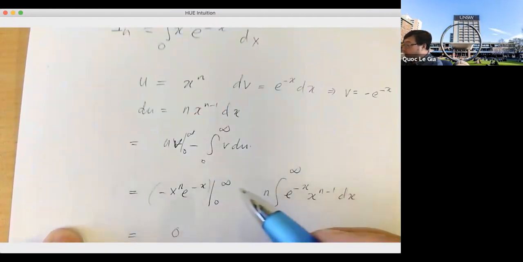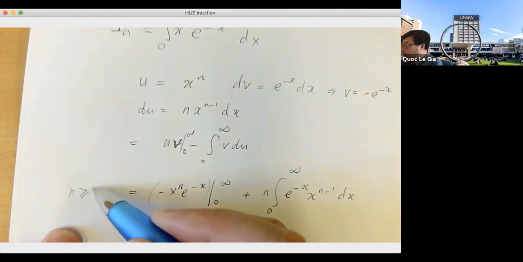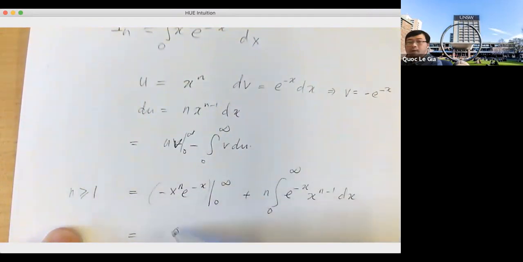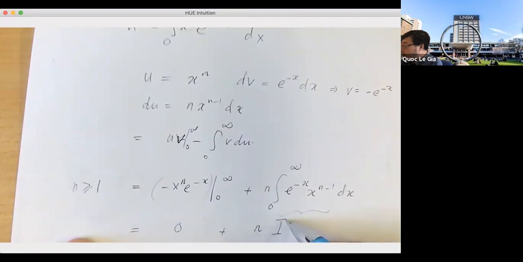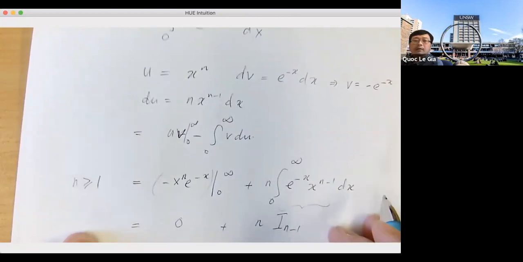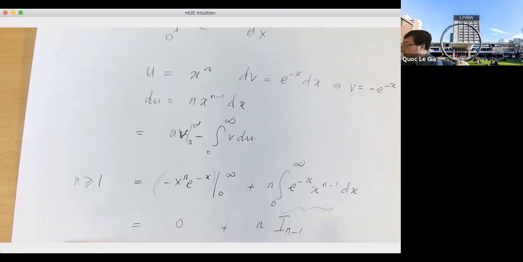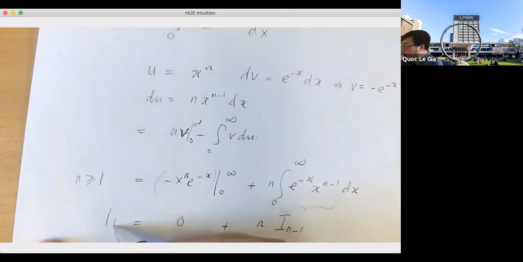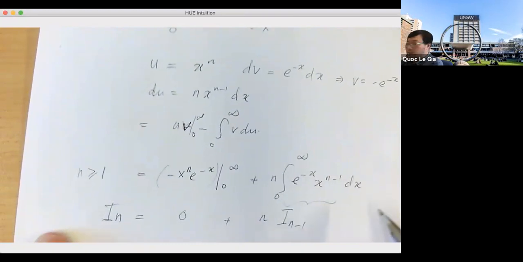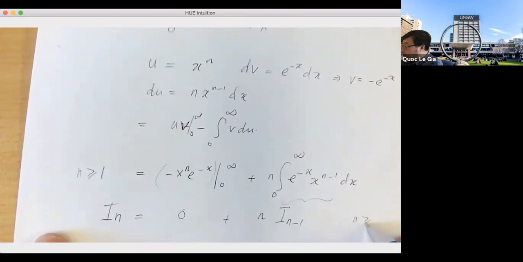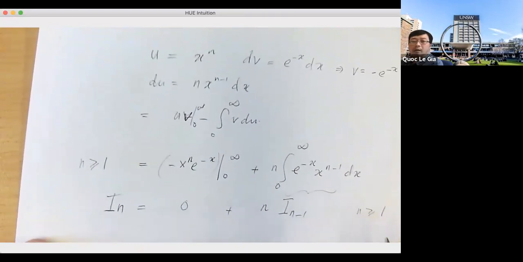Okay, so this one should be n bigger than or equal to 1. And then this one just gives you 0. And then this one plus, this one is just n times I_{n-1}. Okay, so you got the formula. So I_n is just n times I_{n-1} for n greater than or equal to 1. Okay, and I_0 just equals 1.